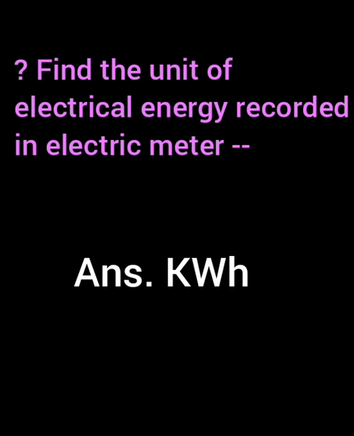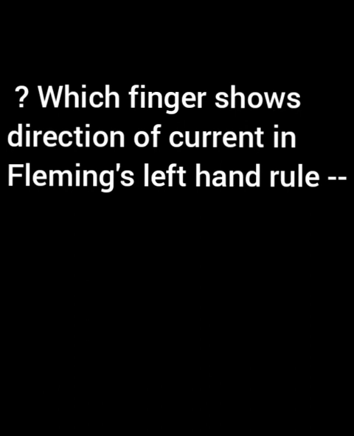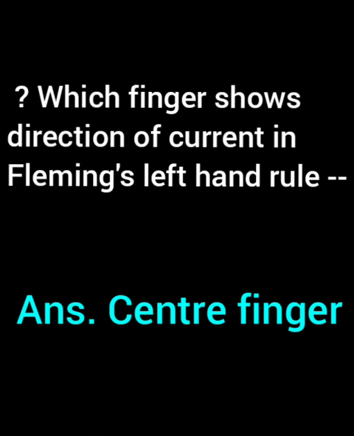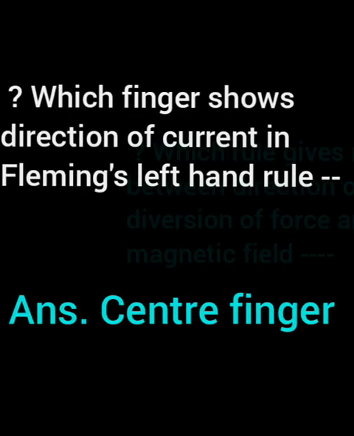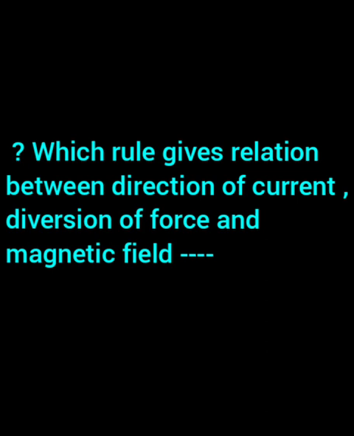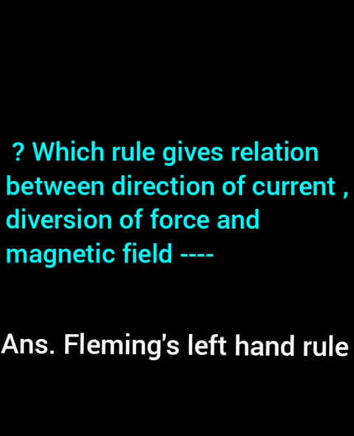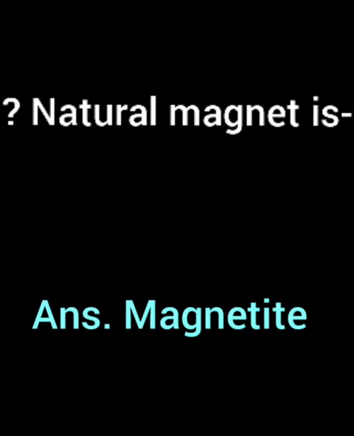Okay. Now next question. Which finger shows the direction of current in Fleming's left hand rule? The middle finger is the correct option. Next question, which rule gives the relation between direction of current, direction of force and magnetic field? Here the correct option will be Fleming's left hand rule. Question next, what is a natural magnet? The correct option will be magnetite. The formula is Fe3O4. So magnetite is the natural magnet.